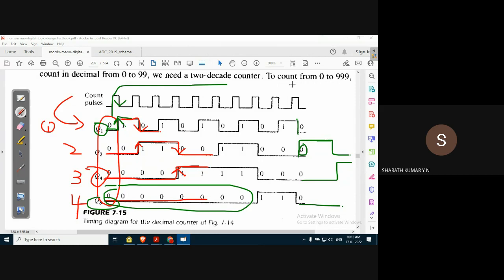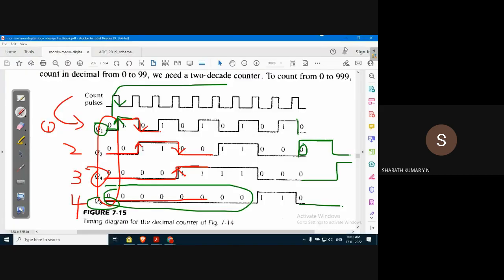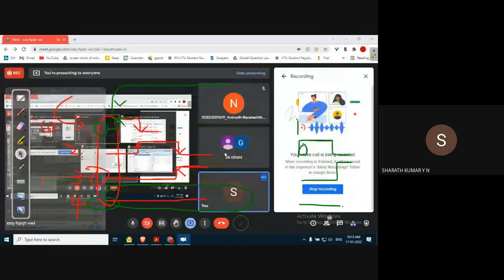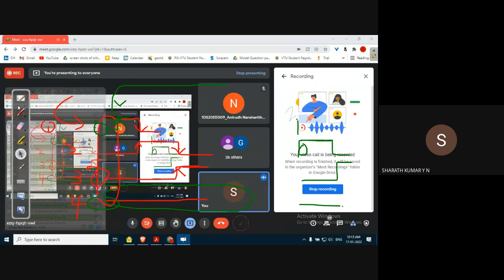Why? Because if you see the truth table, somebody is on the line. Just a second. Okay. I need to take the pic. I'll forget. Anyway, no problem.